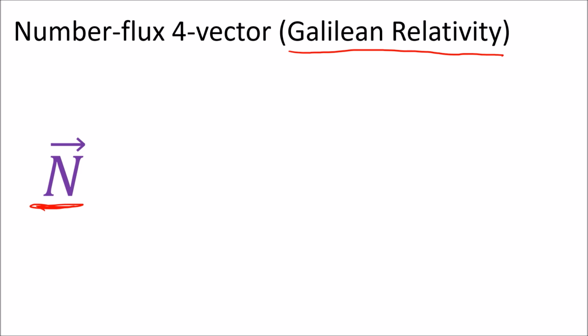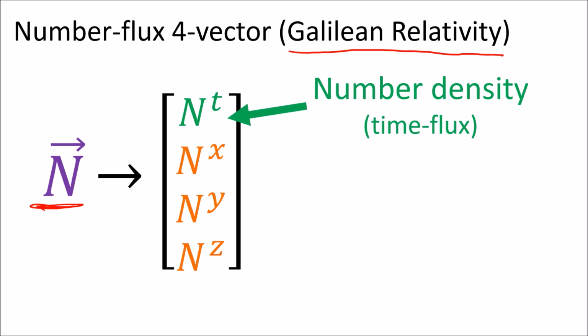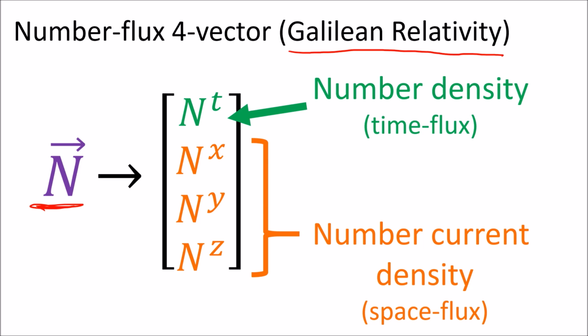So the number-flux 4-vector has 4 components. The time component gives the number density for a group of particles, and the spatial components give the current densities for the 3 spatial directions. I'll explain what this means using pictures.